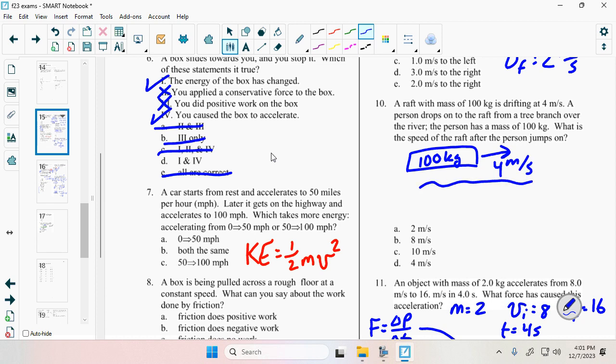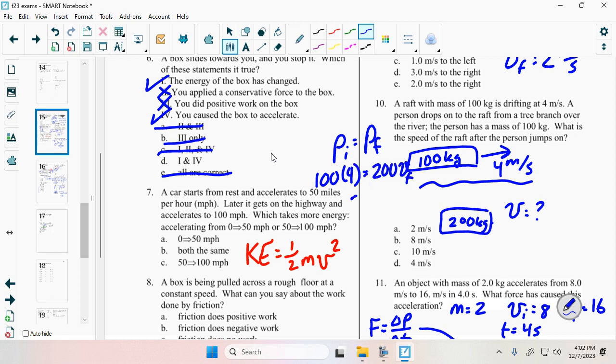But then a person jumps onto it so that now the raft has a mass of 200 kilograms, and I want to know what the velocity is. My mass has doubled, so you might right away say the velocity must have halved, which you would be right. My initial momentum is equal to my final momentum. That is 100 times 4 is equal to 200 times VF. So VF is equal to half what it was originally, or 2 meters per second. When my mass goes up by a factor of 2, my speed goes down by a factor of a half.